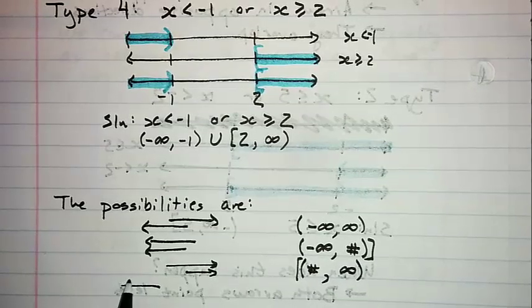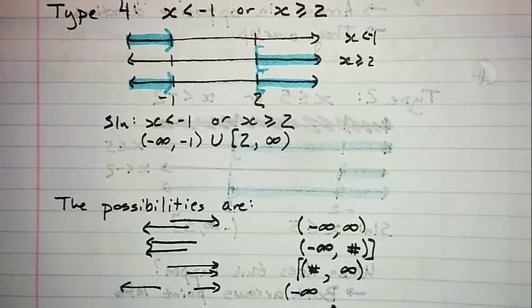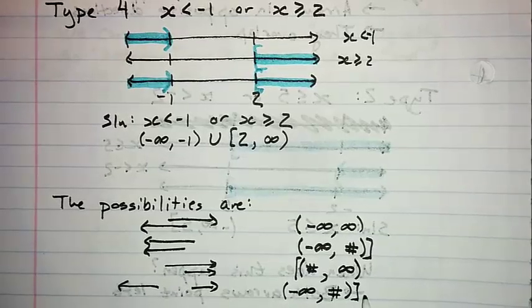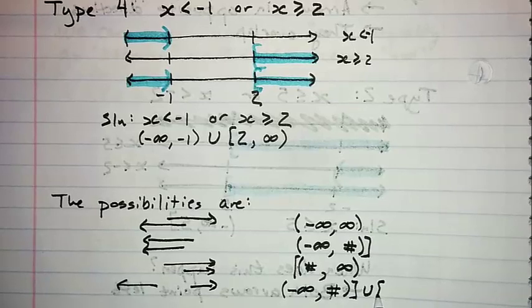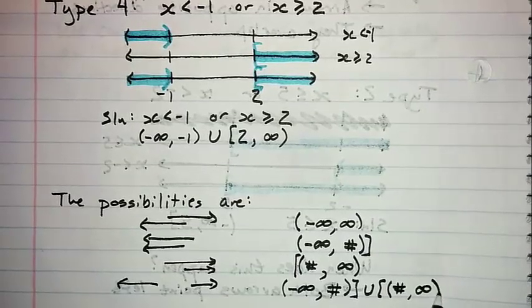And arrows in opposite directions with a gap. The solution is negative infinity up to a number with an appropriate bracket, union, appropriate bracket number, up to infinity.